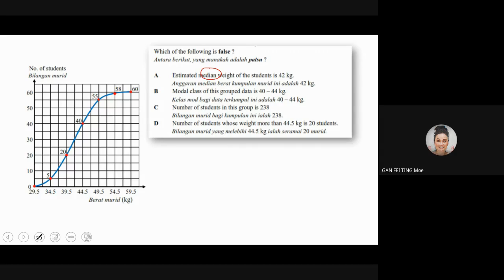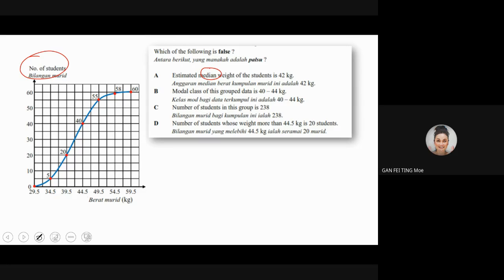What is the median? Median is the value at the middle position. Now you have 60 students. Which is the student in the center? Okay, you have number 1 standing until 60 students in a row. So who is the one sitting in the center? The 60 you divide into 2 equal parts. Who will be at the center?